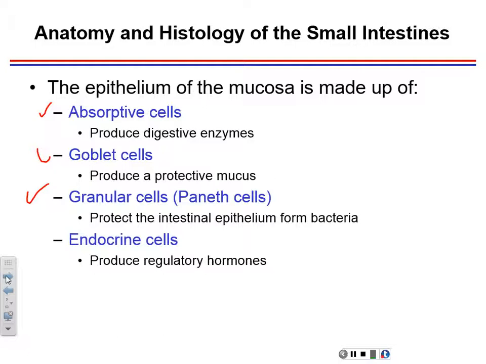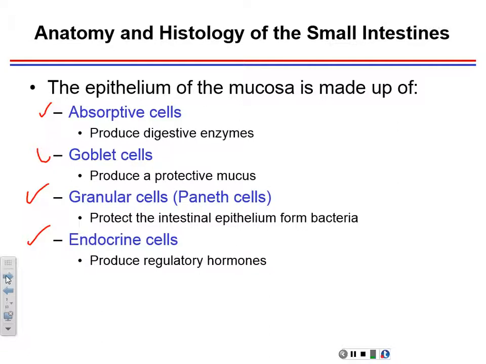And then, of course, the endocrine cells. You know what the endocrine cells do. They produce hormones, regulatory hormones. There's a bunch of hormones that the small intestine will secrete, like secretin, cholecystokinin, intestinal lipase, all those things. So those cells do that. So you've got to know the histology of the small intestine, all these cells and their functions.